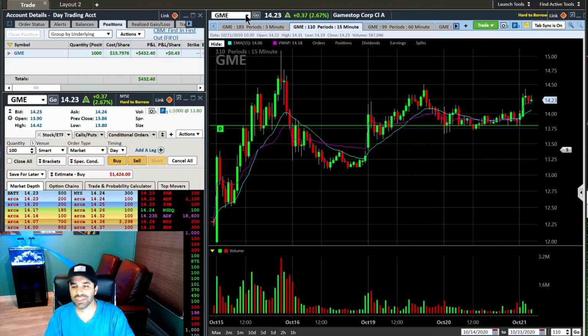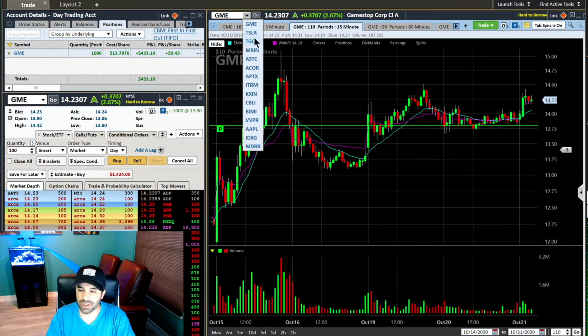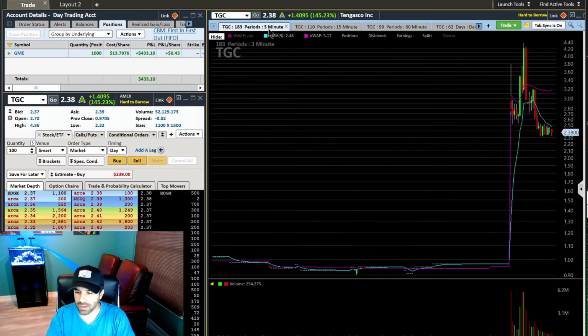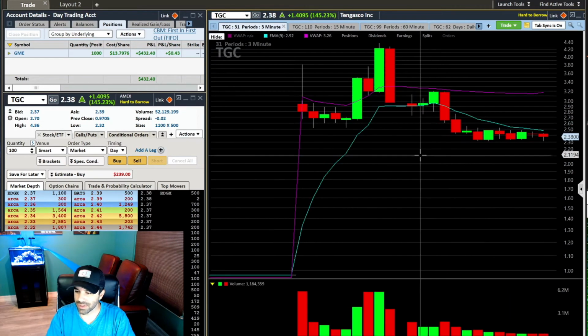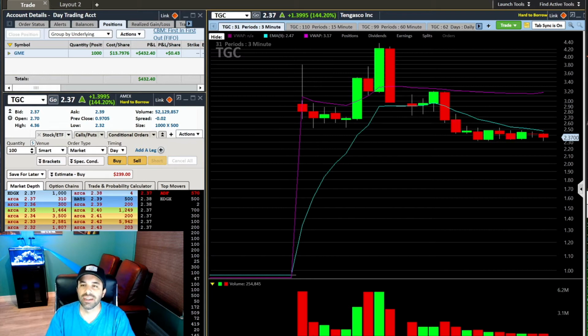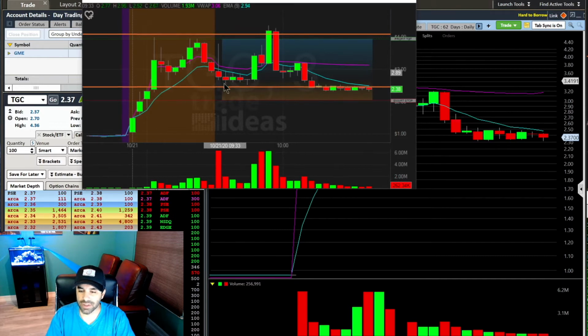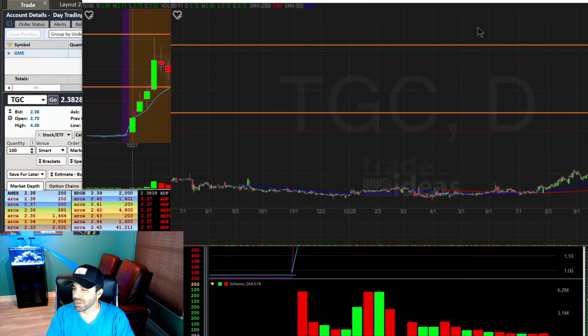Now we jump into the TGC trade that I tried to take, TGC right here. Let's go over to the 3-minute chart. It's so frustrating. First of all, here's my analysis on it. I had these lines pre-drawn. It was holding this level right here, this like 250, 245 level. It was holding it beautifully. And where do I get that level from?